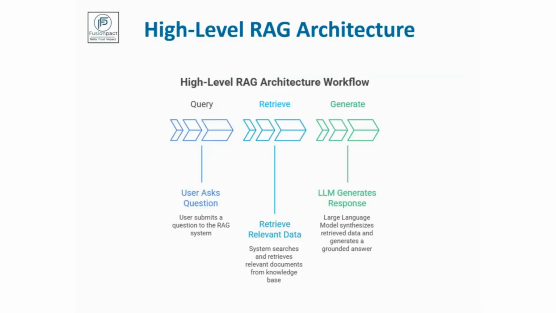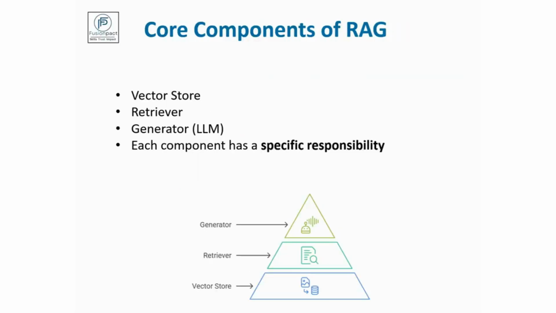High-level RAG architecture. This is the workflow. First, query. The user asks a question. The user submits a question to the RAG system. Then retrieve. Retrieve relevant data. The system searches and retrieves relevant documents from the knowledge base. Then generate. The LLM generates a response. The large language model synthesizes retrieved data and generates a grounded answer.